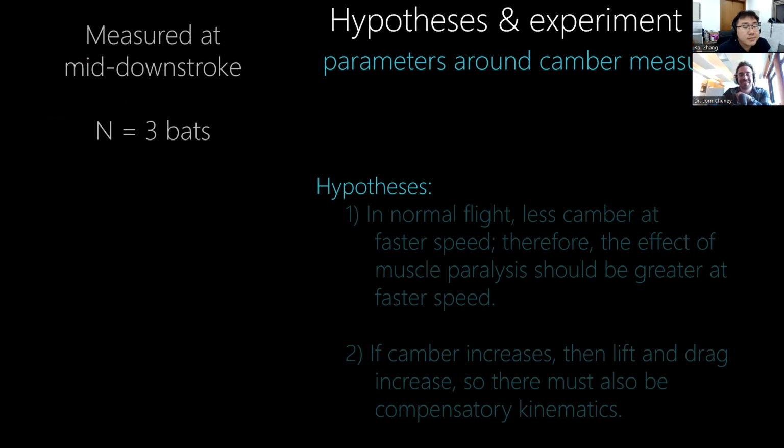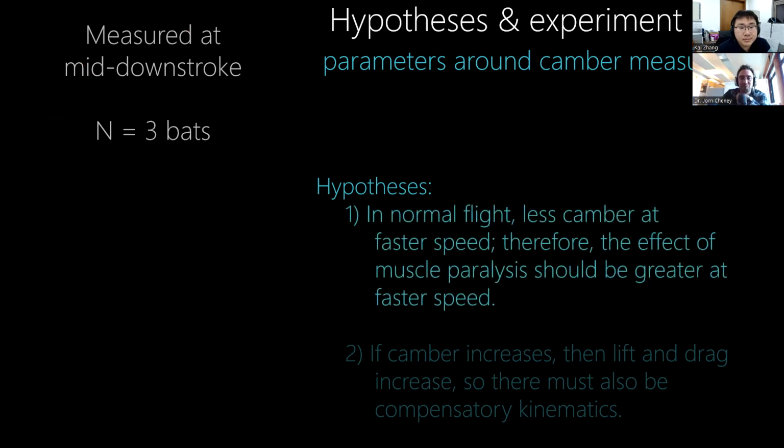Look at us, like real scientists, you know. We kind of knew that in normal flight, any animal should generally have less camber at faster speed. So we kind of expected that muscle paralysis should be greater at the faster speed. I'll tell you now, we can't actually address that in this study, but I'll get to that.